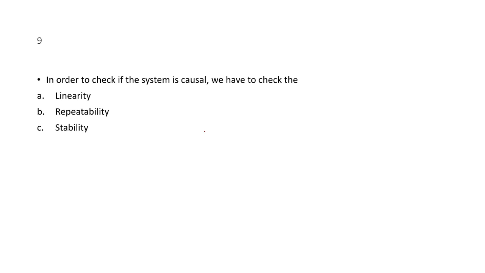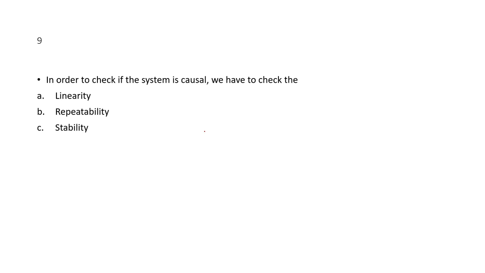So how do I check if my system is causal? What does linearity do? Linearity is about changing the input perturbation value and checking after which perturbation I get a totally different curve. So I can say that after that perturbation, the non-linearity effects come into play. That is linearity and non-linearity.